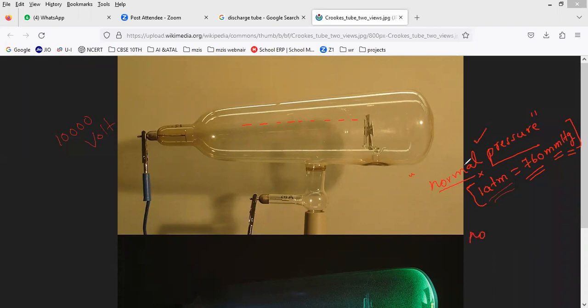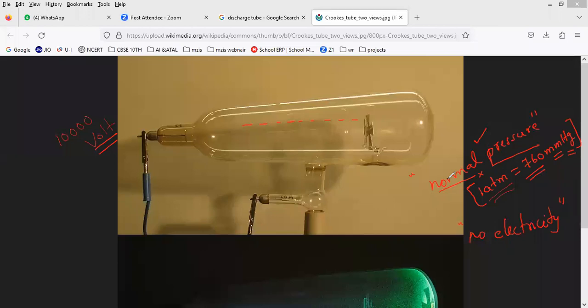All of you remember that? When he applied this 10,000 volts potential difference at normal pressure, no electricity is flowing through that. Why? Because air is a bad conductor. It's a very, very poor conductor of electricity.